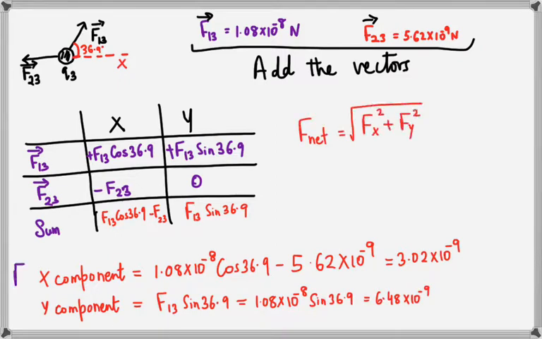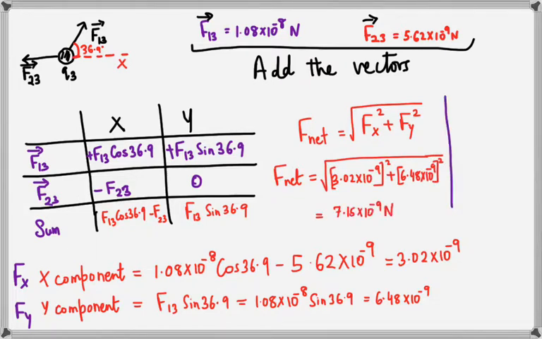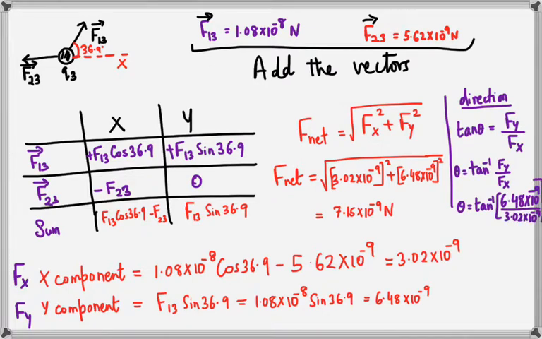Now we have to combine them to get F net. We know the formula using Pythagoras, that is the root of Fx squared plus Fy squared. We know the Fx and Fy values. Substitute that, and we get the answer for F net. Because this is only the magnitude, we also want to find the direction. Tan theta equals Fy divided by Fx. Recall this, we did it in grade 10. We substitute the values and use a calculator to get 65 degrees.